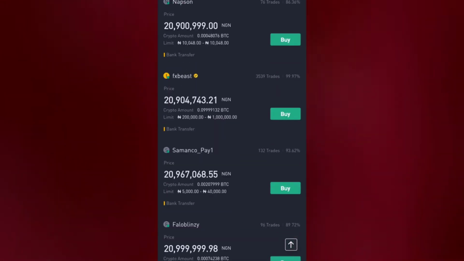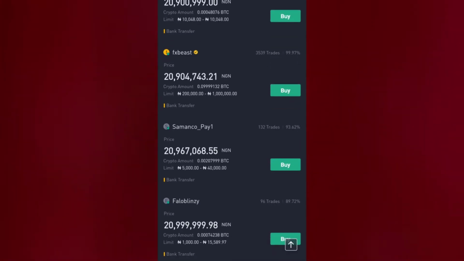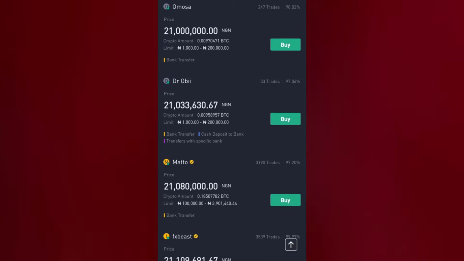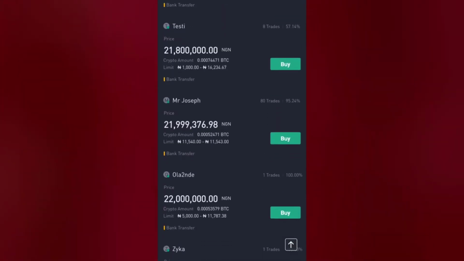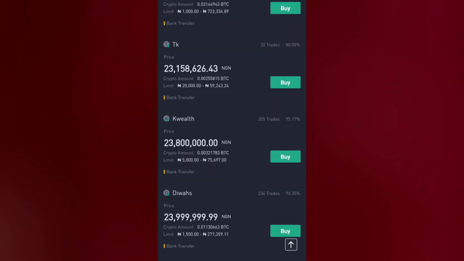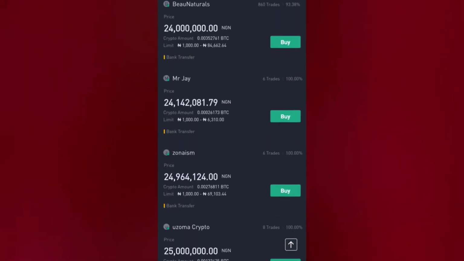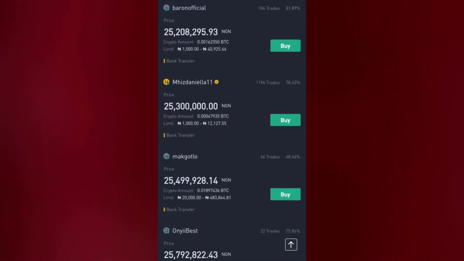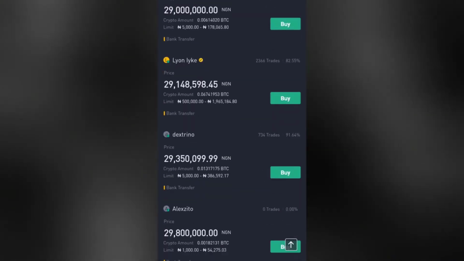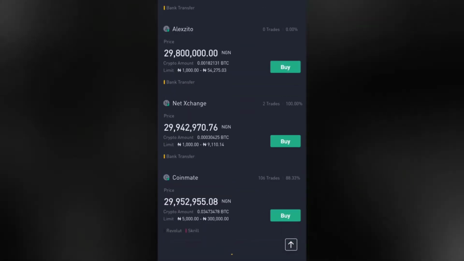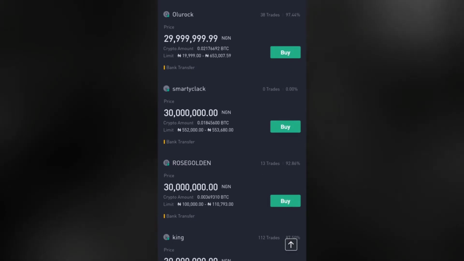Now there are two things to do when you look at this. You can decide to sell your own crypto at the highest. As you can see, there are people even selling theirs for 21 million. If you keep scrolling, you will see people selling for 23 million, for 24 million, right? I can keep scrolling right now and you can see a lot of people even want to sell theirs at the rate of 30 million naira.